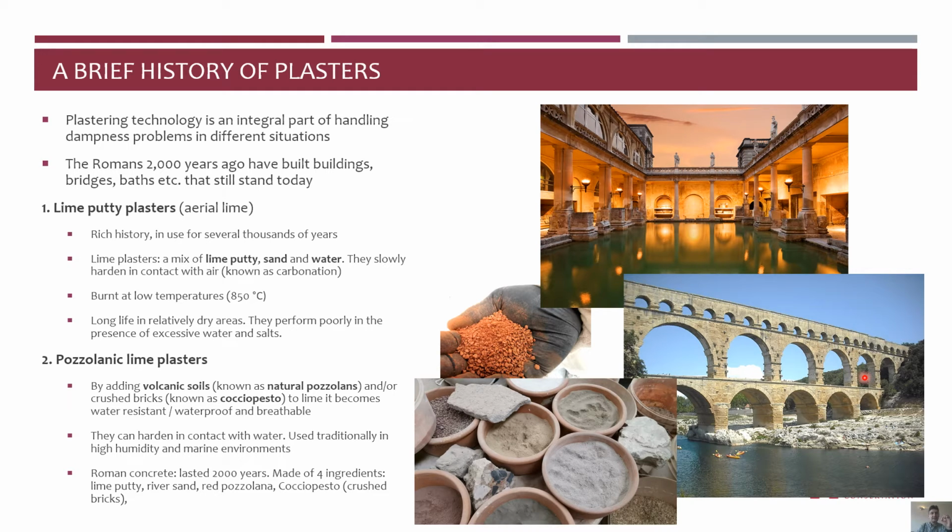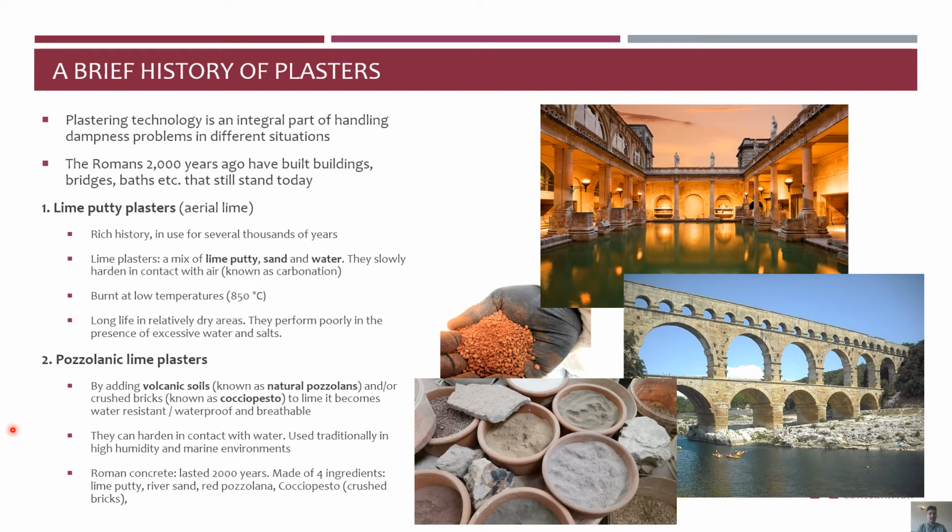However, they perform poorly and break down in the presence of excess water and salts. For these problems, when the building material has to withstand salts and excessive water, the Romans created another type of plaster, called pozzolanic lime plaster. By adding to the lime putty volcanic soils known as pozzolans, from the town Pozzuoli in Italy, where the name originates, and or crushed bricks, also known in Italian as cocciopesto, they realized that it creates water-resistant or waterproof bonds, yet keeps the lime breathable.